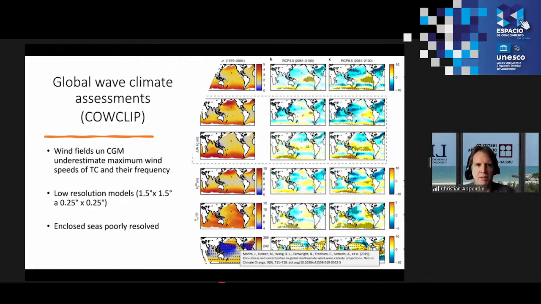So there's been some global wave assessments in the group called COWCLIP, the Coordinated Wave Climate Experiment. And there have been a lot of runs for global climate, but the wind fields in the global circulation models underestimate the wind speeds, so the resulting waves from tropical cyclones are underestimated. And there's also very low resolution to resolve enclosed seas.